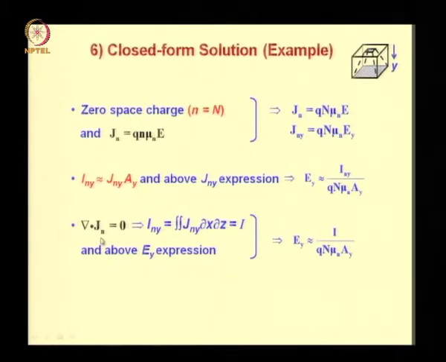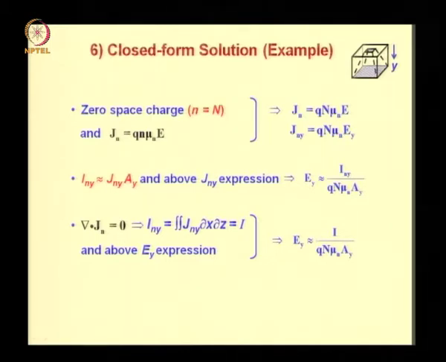Next, use the divergence Jn equal to 0 formula of the drift diffusion equations, which amounts to saying that I_ny is equal to the I at the contact, because it is given by this formula. I leave it to you as an assignment to show that I_ny given by this formula is equal to the I at the contact as a consequence of divergence of Jn equal to 0.